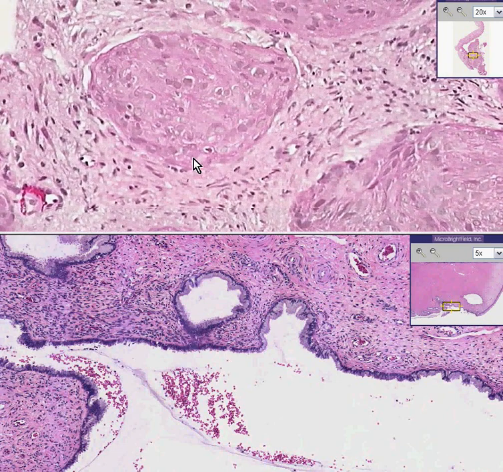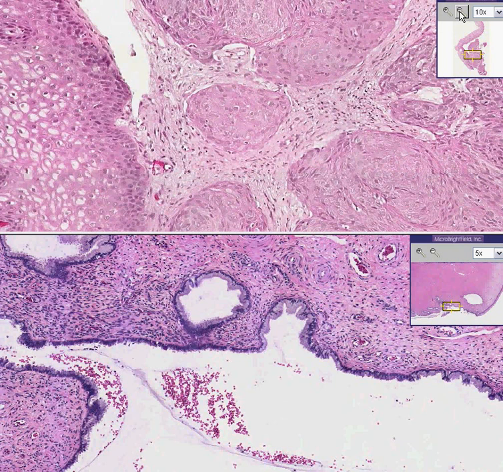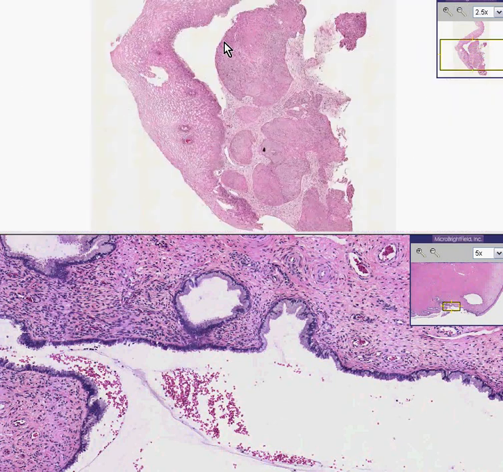You know they don't look terribly bizarre by way of pleomorphism, but you know that they're completely infiltrated by fibrous tissue. So this is not squamous metaplasia. This is infiltrating squamous cell carcinoma. And this is a cervix biopsy.